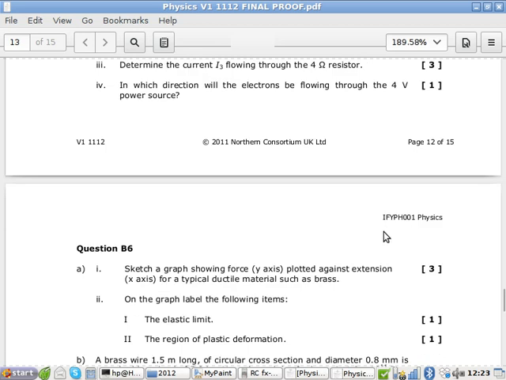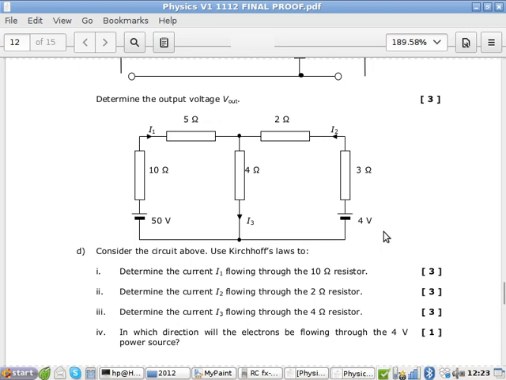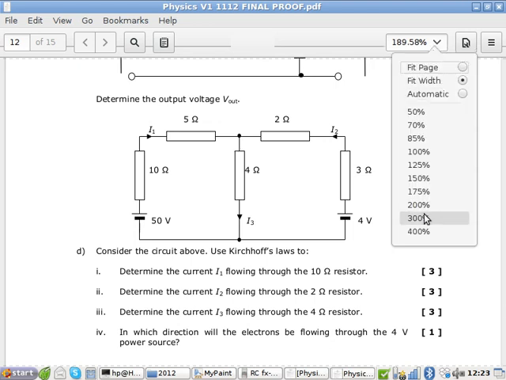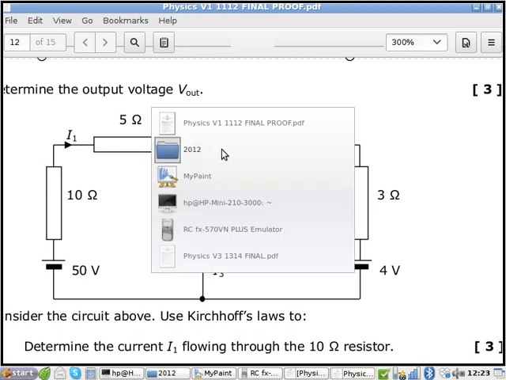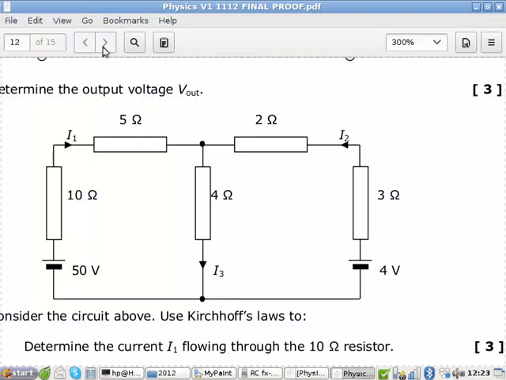I1, I2, I3. This is what we want, isn't it? Okay. So let's do this one together. We'll use the junction rule first. So what's going in here? Can you see okay? I1 and I2. So it's I3 minus I1 and I2. No, it's I1 plus I2 minus I3 equals 0. If you rearrange it, the same.